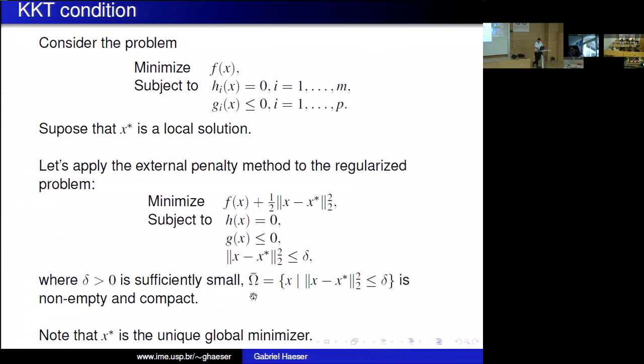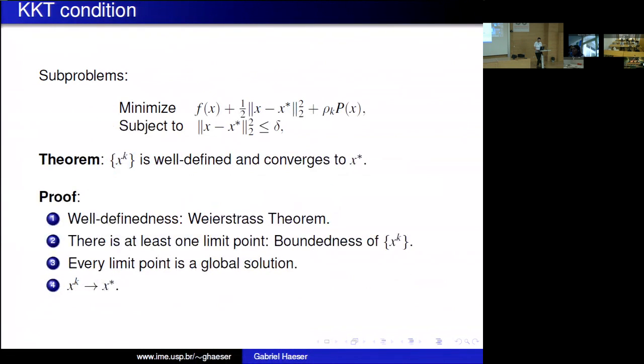And I will choose as omega bar this set here. This additional constraint, I will consider it in omega bar, so that I will not penalize this constraint. So the subproblems for the external penalty method will be like this. This is my new objective function. I penalize it with the function p of x that looks at the equality constraints h and inequality constraints g, and it's constrained to the set omega bar.